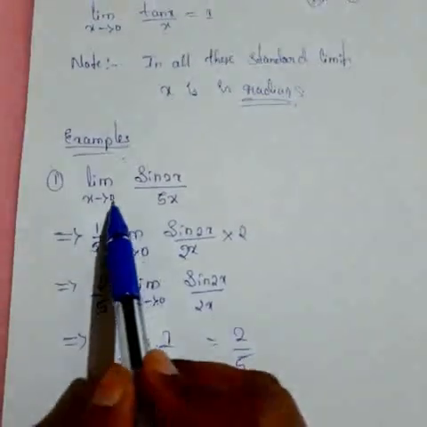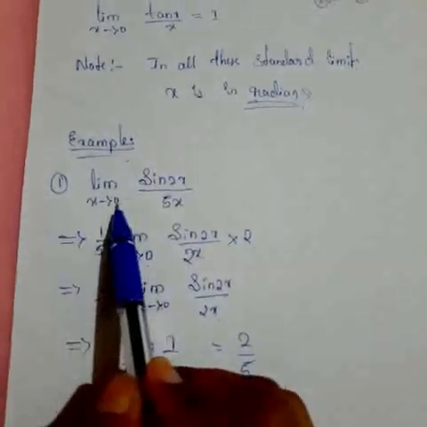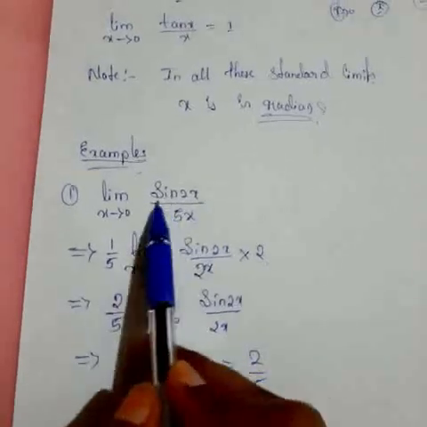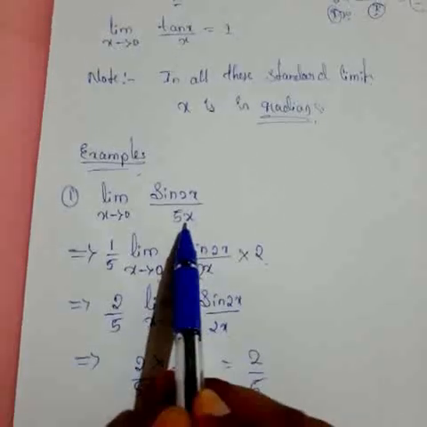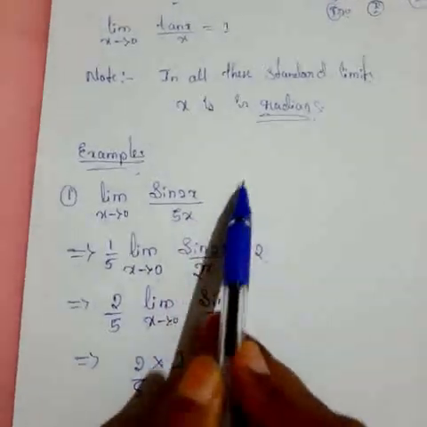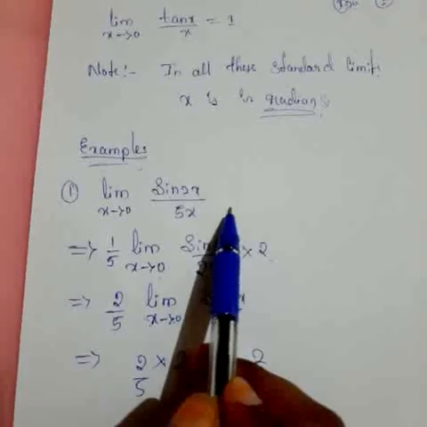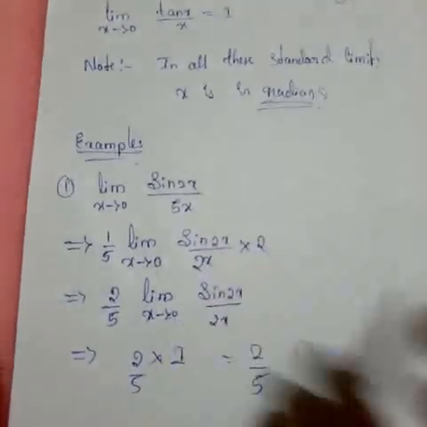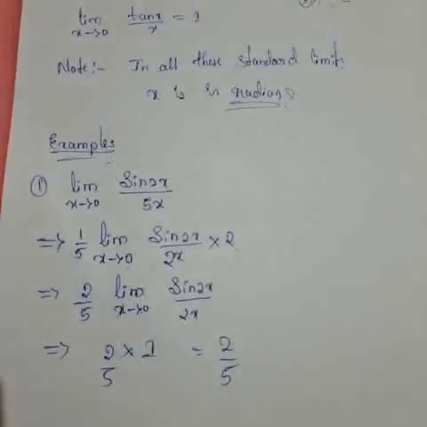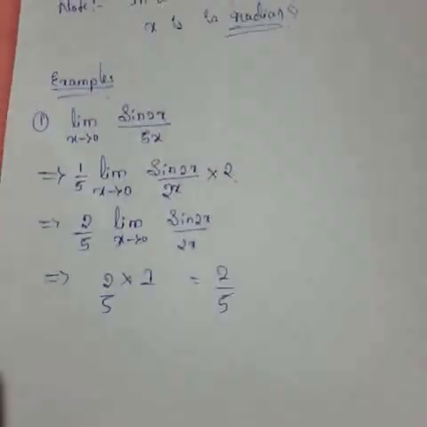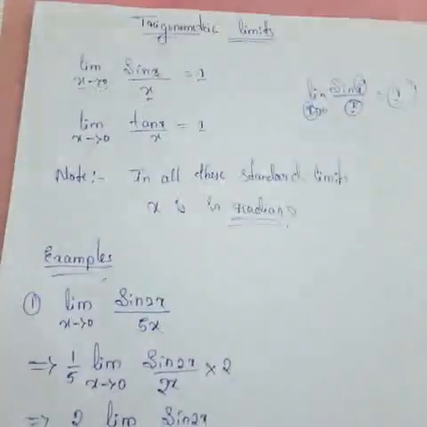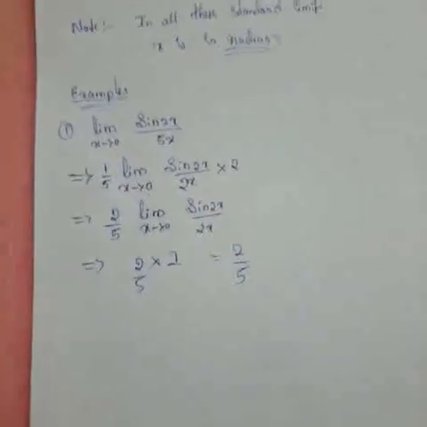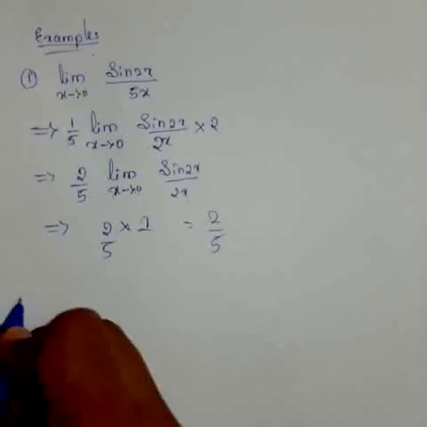Why did we do this? If you substitute 0 directly, sin 0 is 0, and in the denominator 5 into 0 is 0. You get 0 by 0, which is an indeterminate form. Since it is a trigonometric function, we have to use the trigonometric limits using these two formulas. I hope you are all getting this point. Then move to the next question.